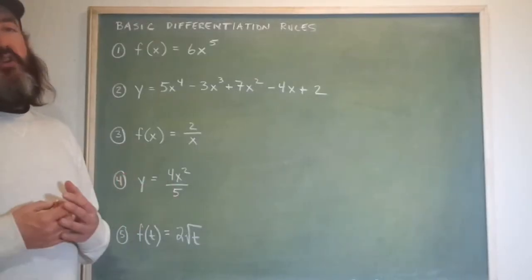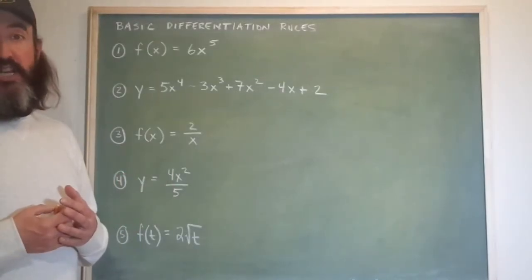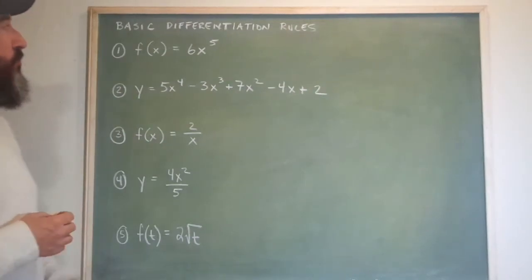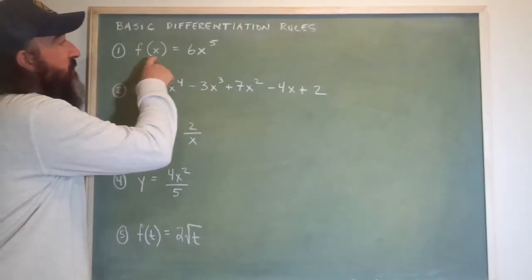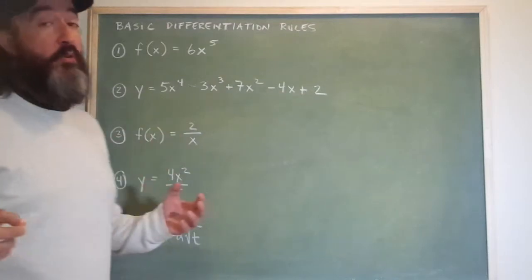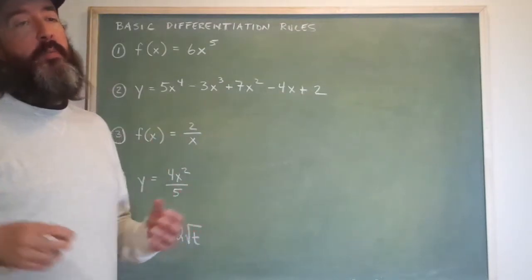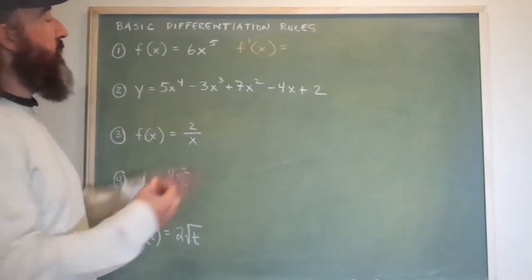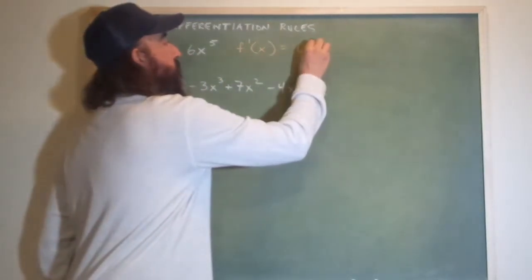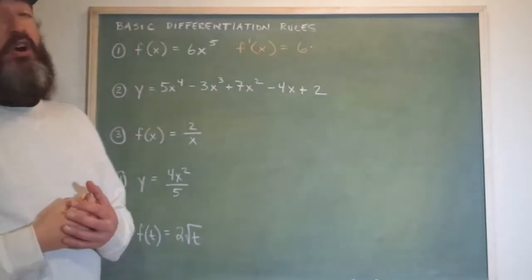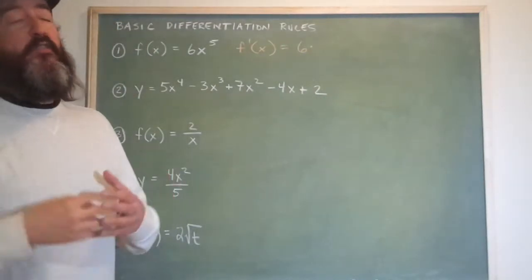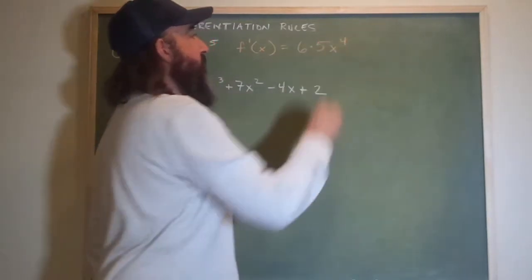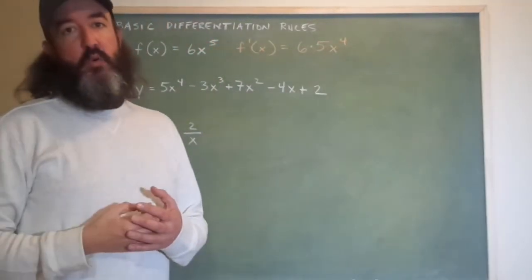So let's take a look at some functions we should be able to differentiate, or get the derivative of, using our basic differentiation rules. We can get the derivative of f of x here using our constant multiplier rule and our power rule. So to get f prime of x, I'll bring my constant multiplier along, 6 times, and then the derivative of x to the 5 is 5x to the 4. I'm going to say that this is 30x to the 4.